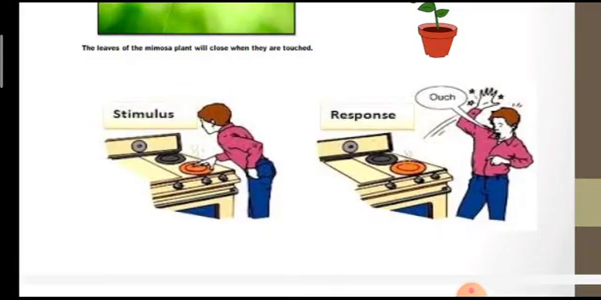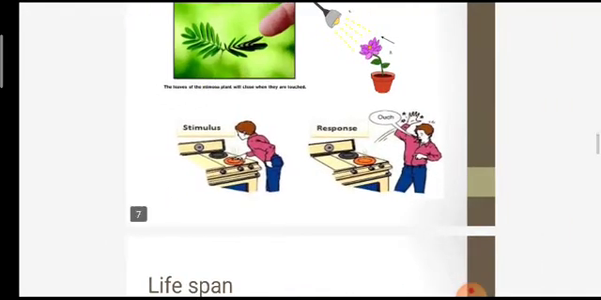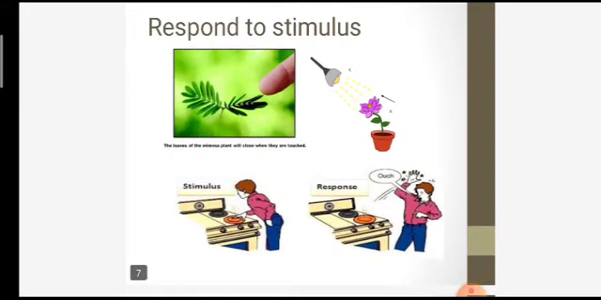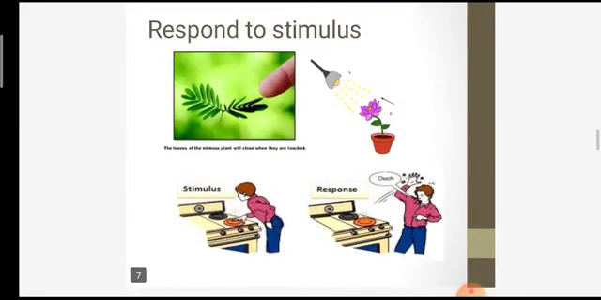There is a hot pan. The person is touching the hot pan. The hot pan is the stimulus, and in response, if you touch the hot pan, what will you do? You will say ouch, because the pan will be very hot. You will remove your hand upwards. This is called response. This is response to stimulus. We respond to something. What something? This is stimulus. This is one of the important characteristics of we human living things.